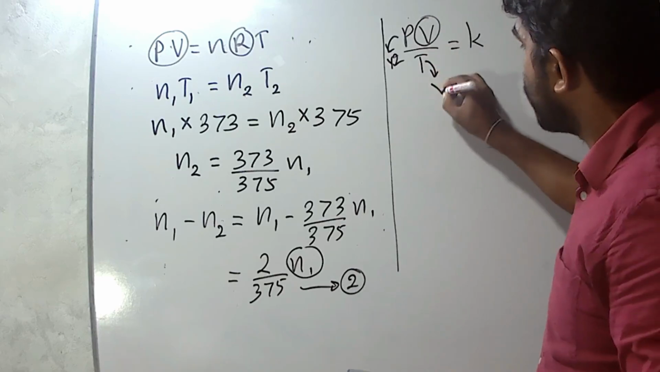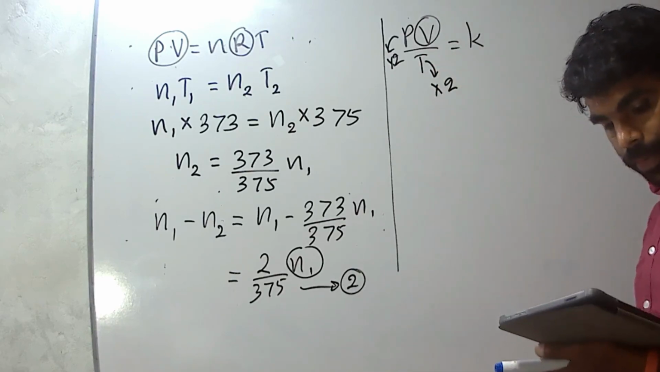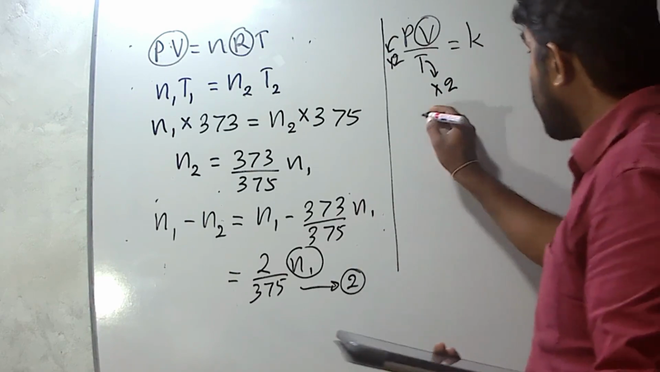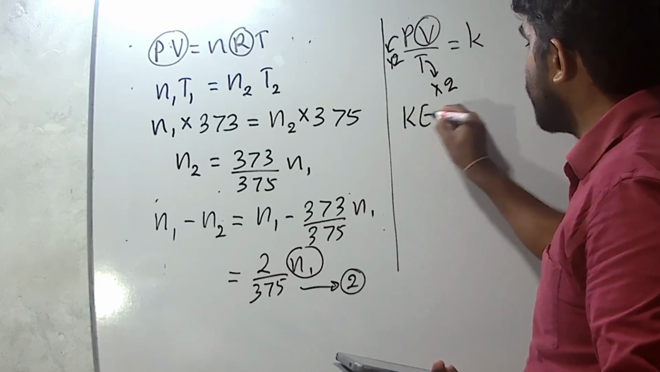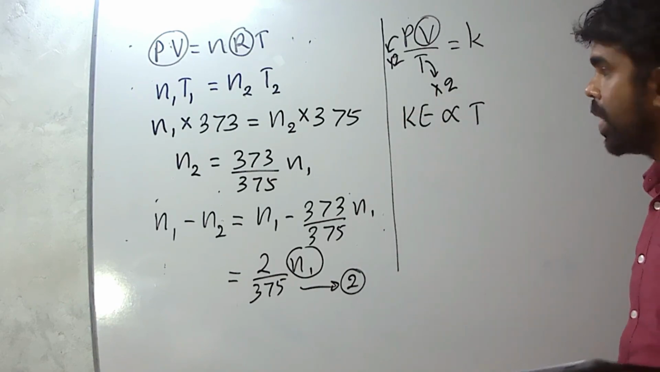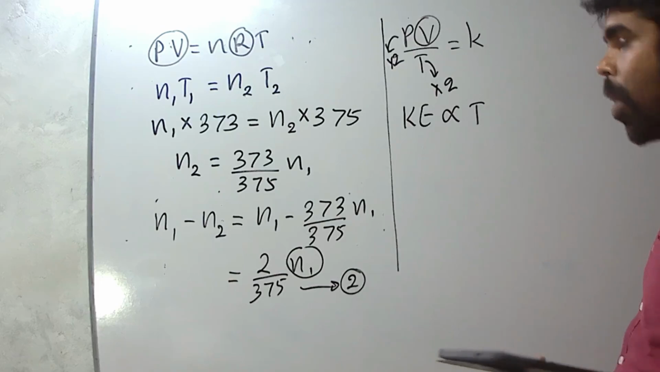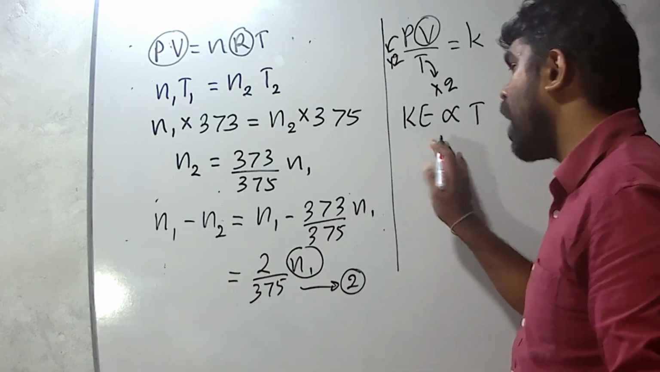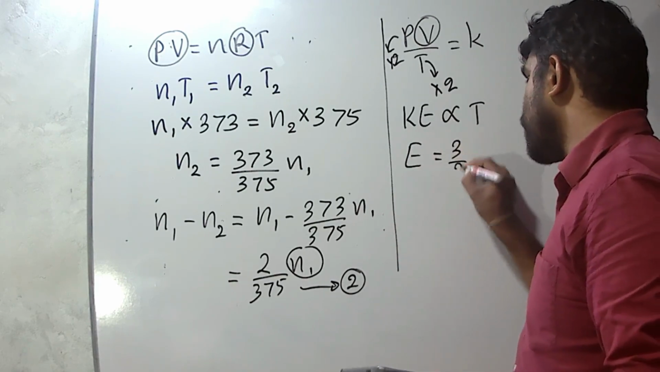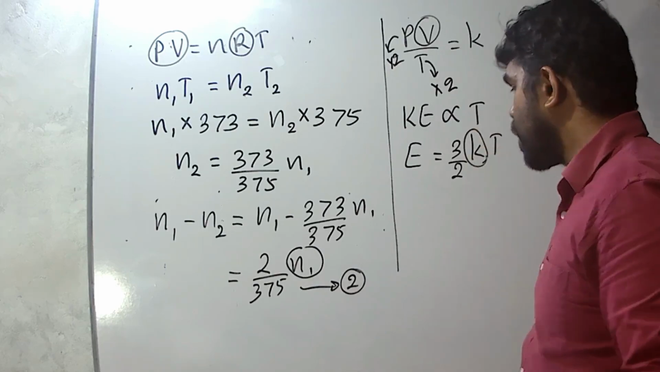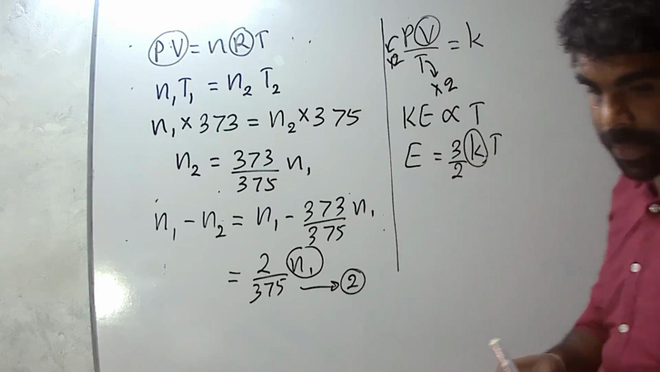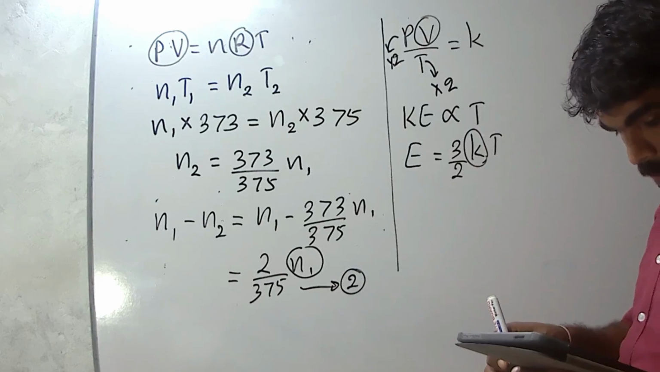Then temperature also should be doubled. Therefore, translational kinetic energy should be doubled because kinetic energy is directly proportional to temperature. When temperature is doubled, kinetic energy should be doubled. According to the Boltzmann law, kinetic energy can be represented as 3/2 kT, where k is the Boltzmann constant. Then kinetic energy is directly proportional to temperature. Then the answer is 3.